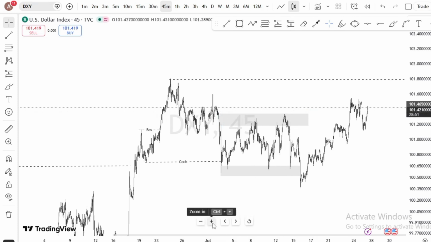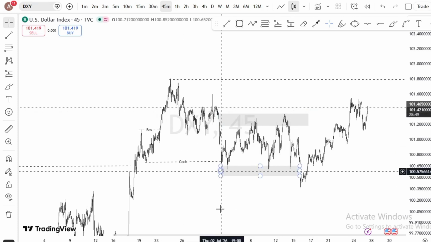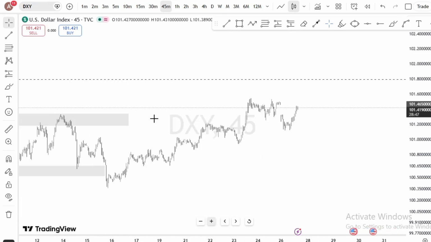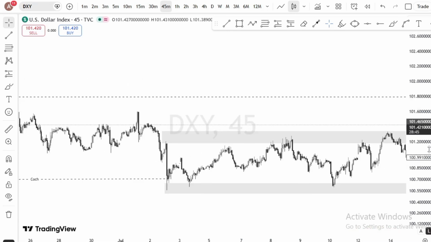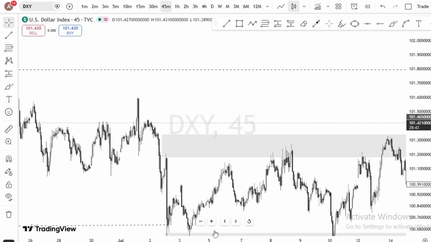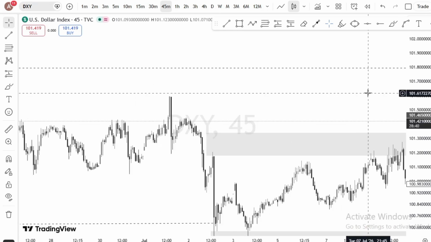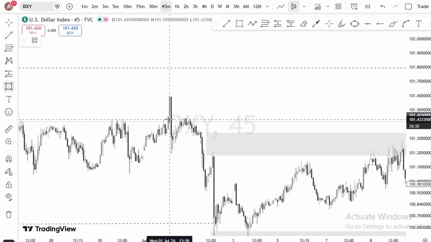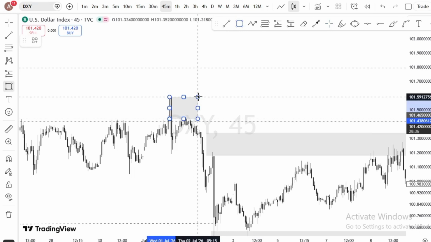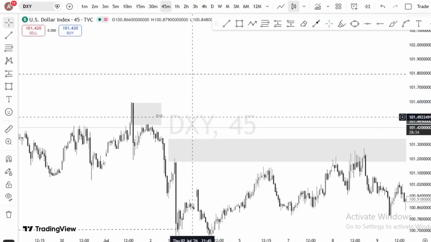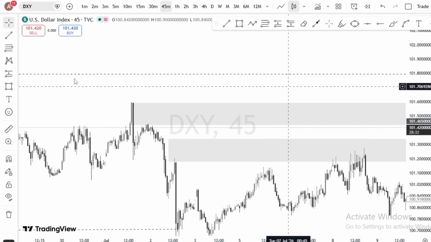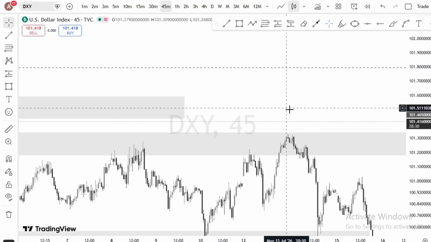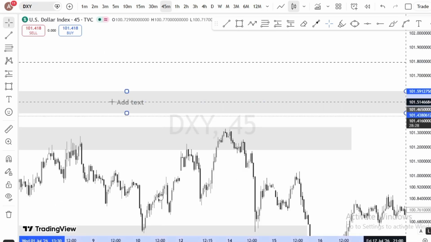Okay, so remember, we are bearish right now. So you will see that over here on the 45-minute time frame, we have a level of supply that has not been mitigated. Okay, we have the supply level over here that has not been mitigated. So after the liquidity sweep, let's see where the price is currently.